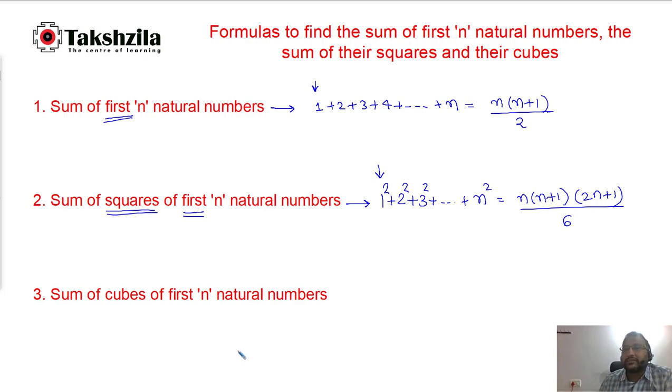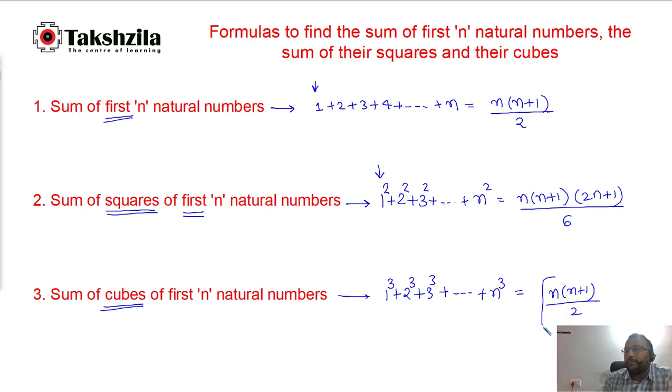Then the third formula is the sum of cubes of first n natural numbers. Here we need to find the sum of 1 cube plus 2 cube plus 3 cube and so on till n cube. The formula is n into n plus 1 divided by 2, and the complete bracket square. This we can represent by summation of n, summation of n square or summation of n cube. Again, same condition here: we can use this formula only if your series starts from 1 cube.